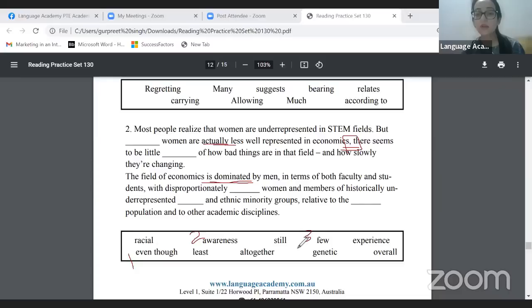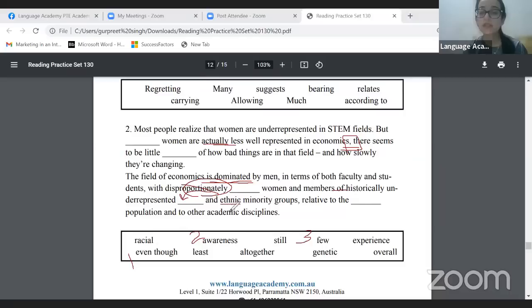So with few women and members of dash and ethnic groups, you can always eliminate the ly words to finalize your answer, because ly words cannot help you in any way. If you read the previous sentence, the field of economics is dominated by men with dash women and members. So with few women and members of dash and ethnic groups, that means we need a word to describe groups. First group is ethnic type of group. What is the other type of group?